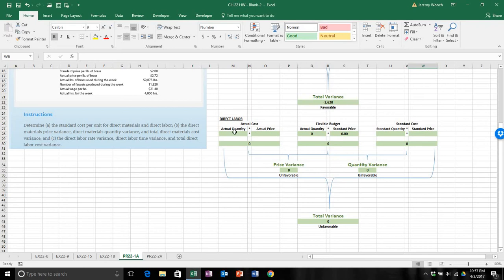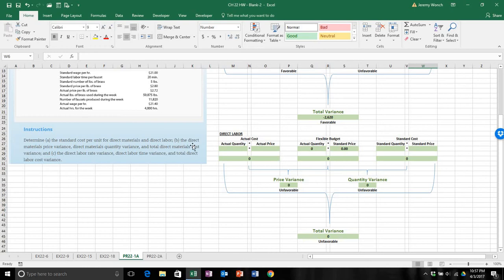So now for the direct labor, so the actual hours used was 4,000, and that the actual wage was $21.40. It gives us the standard wage of $21.